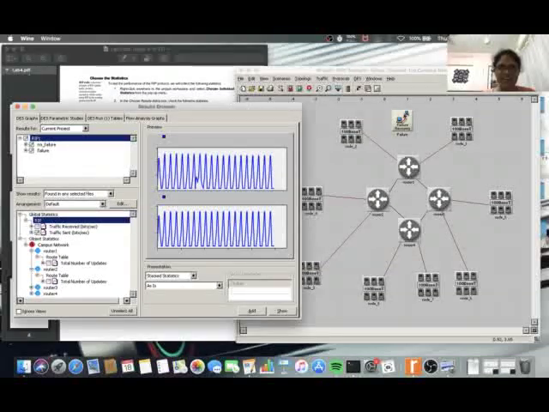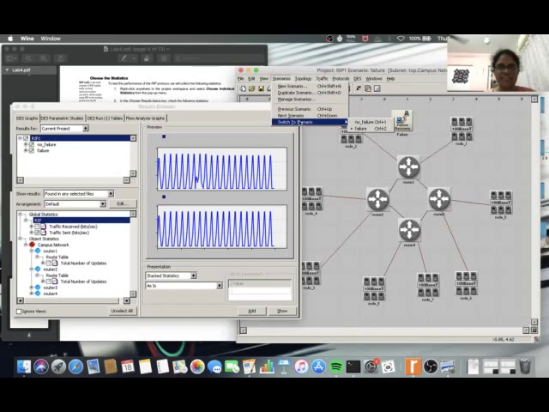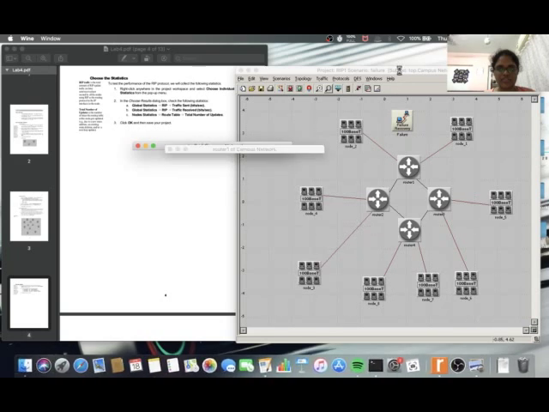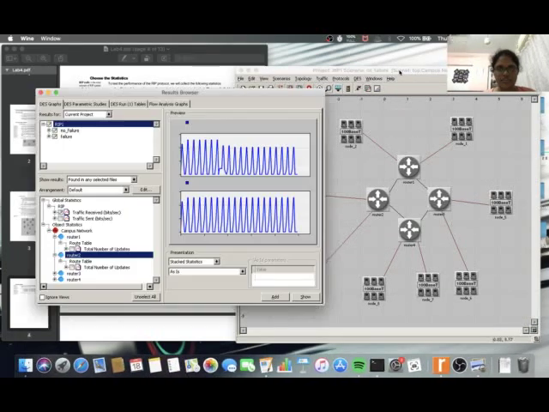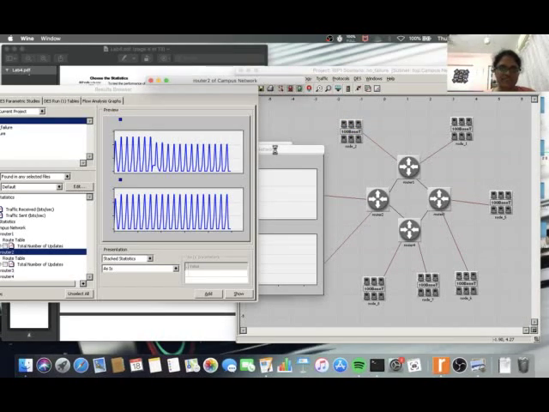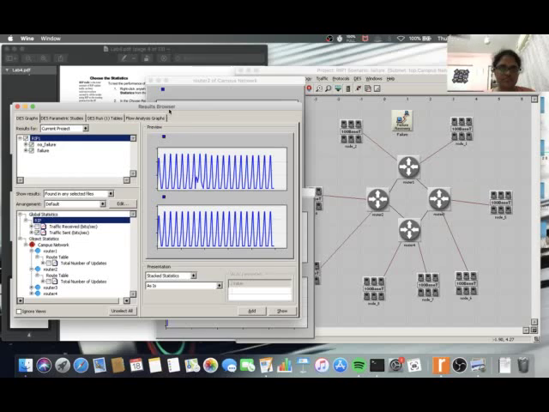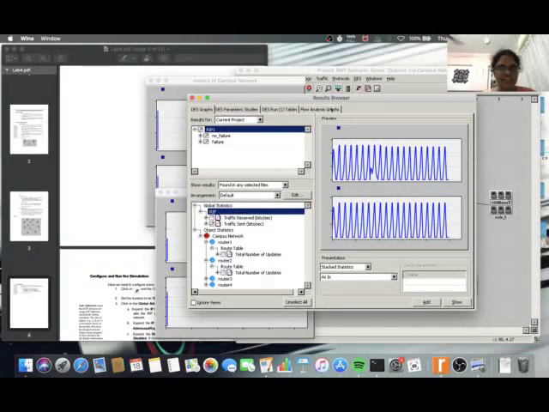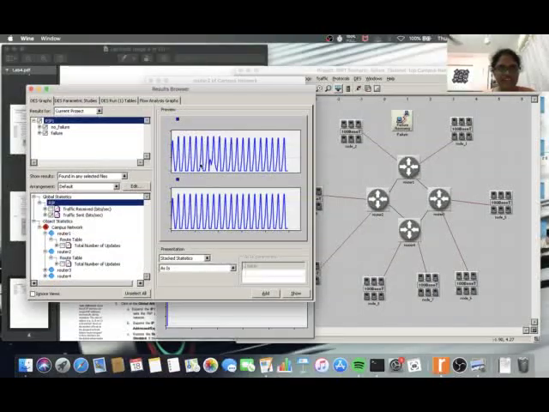Okay, this is my failure scenario. The first scenario looks like this. There was no failure recovery scenario added. So this is like an ideal case.